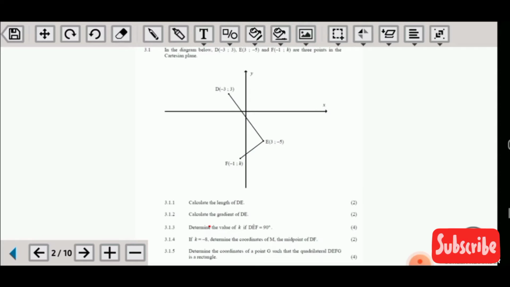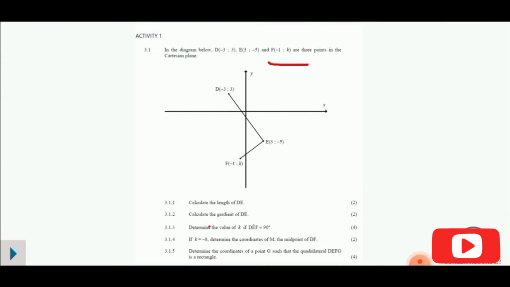The next question, question 3.1.3, says determine the value of K if angle DEF is equal to 90 degrees. Remember from our statement here, they said F is (-1, k). So we don't know the value of Y here; they just say the value of Y is K. So now they're saying calculate the value of K if angle DEF is equal to 90. Here we just need to use the perpendicular line formula to get the value of K.